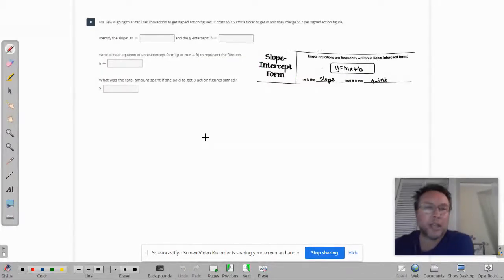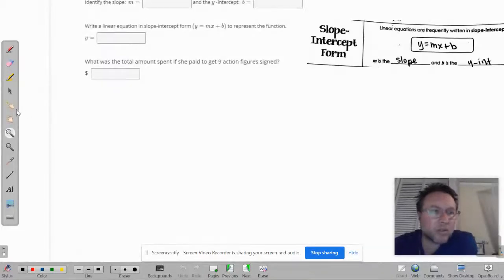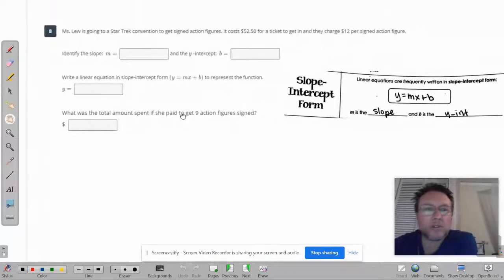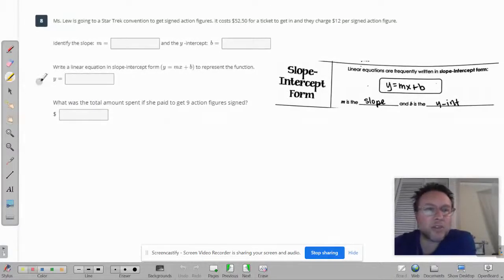Number 8. So another word problem. I guess we call these word problems, but they're not really word problems in the sense that they pretty much give us everything we need to know here. It says that Miss Lou's going to a Star Trek convention. So it costs $52.50 to get in. And then they charge $12 per signed action figure.